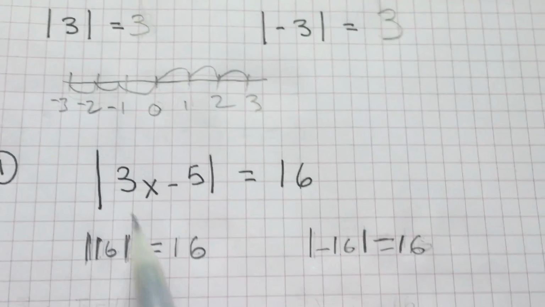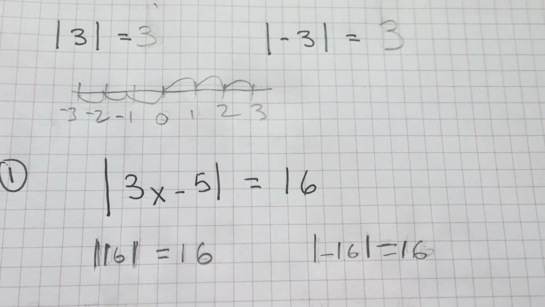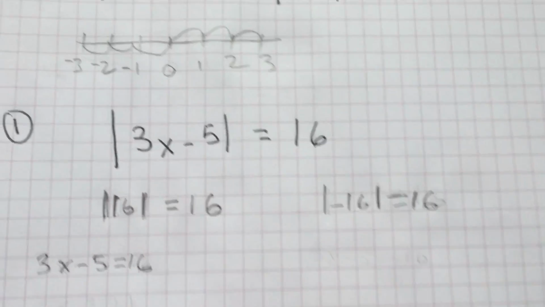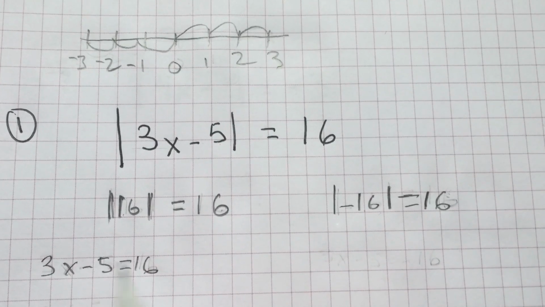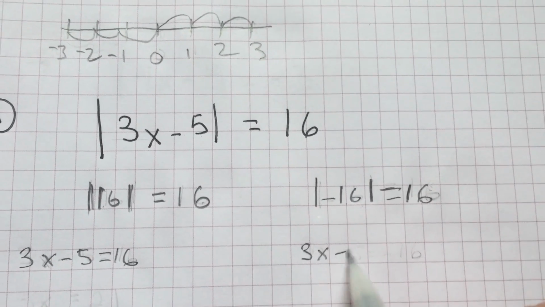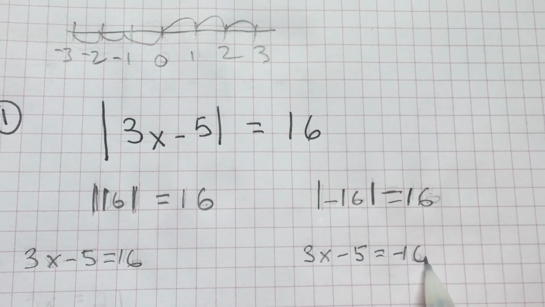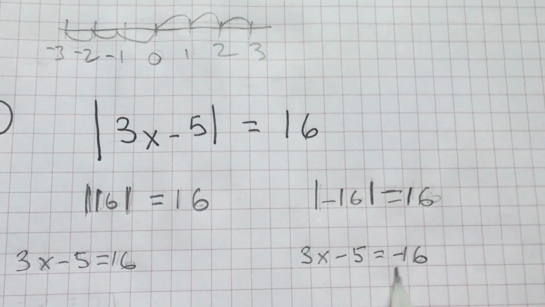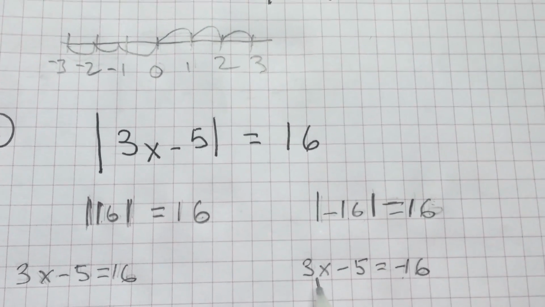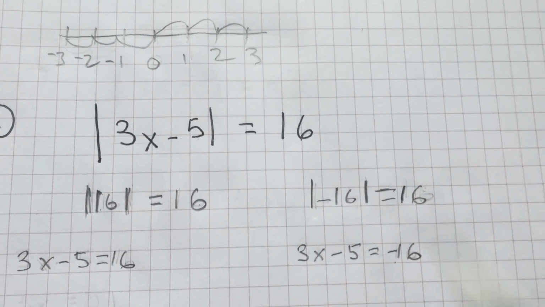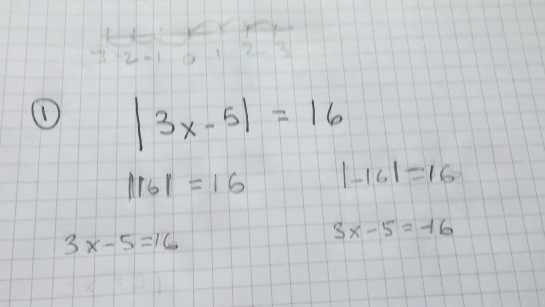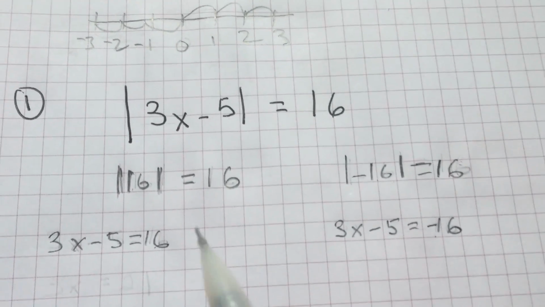So I'm going to focus purely on the absolute value, and I'm going to set up two equations. One equation will be 3x minus 5 is equal to the positive 16, and the other equation will have it equal to -16. Notice that I'm just changing what the equation is equal to. A common mistake is changing the x, making it positive or negative, or changing the 5. We don't want to manipulate the inside of the absolute value, just the outside.